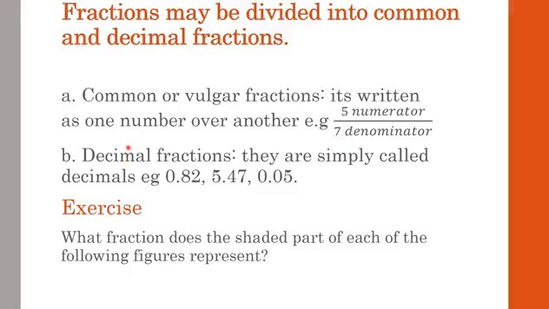The second form of fractions is usually called decimal fraction. They are simply called decimals because they have a decimal point in them. So 0.82 is a decimal fraction. 5.47 is also a decimal fraction. With the few examples I've just gone through, now let's do some work.